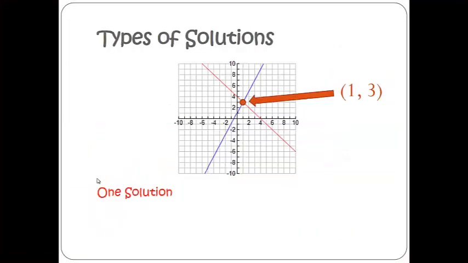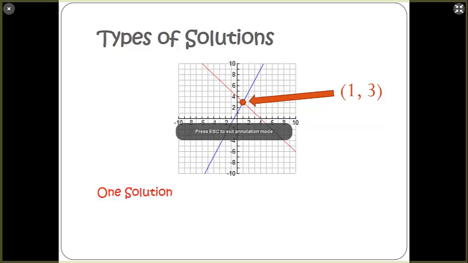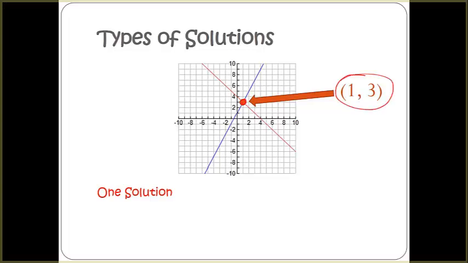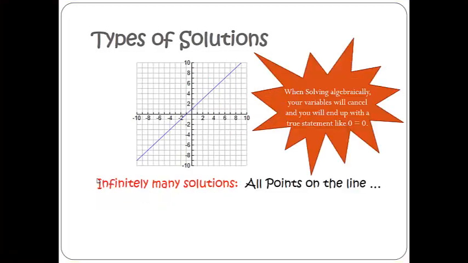So, types of solutions. These are your three possible solutions that can occur. If you graph the lines and you see that they intersect at a single point, namely here, and you say that that point is (1, 3), you say that that's one solution. We also call it a unique solution. The next thing that can happen is infinitely many solutions.